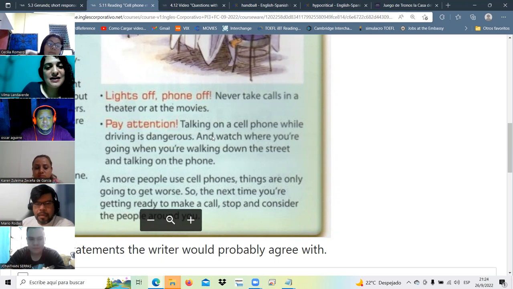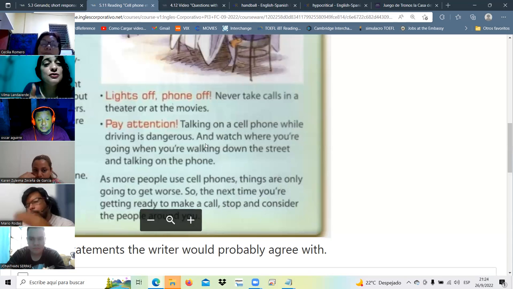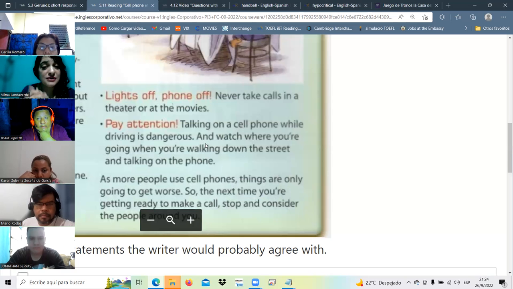So yes, that is something that is very, very common. People are walking and talking at the same time, and they have some accidents, or they are knocked down, they are killed because they are really distracted over the phone, right? That is also very dangerous if you are driving as well. That is another distraction, so you need to be very careful.